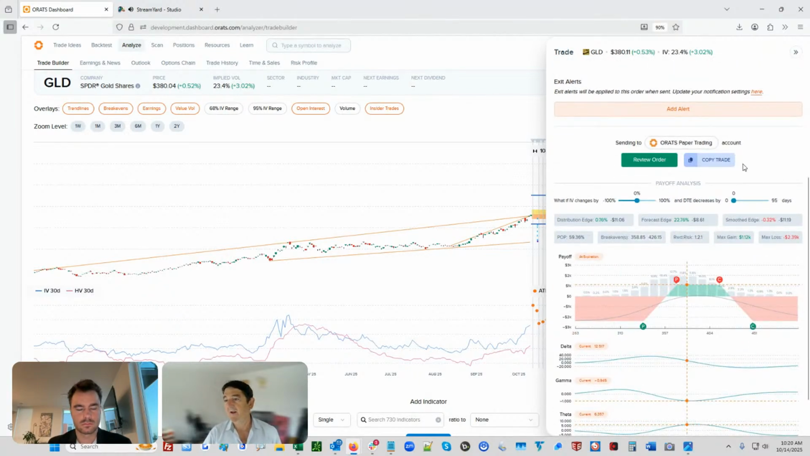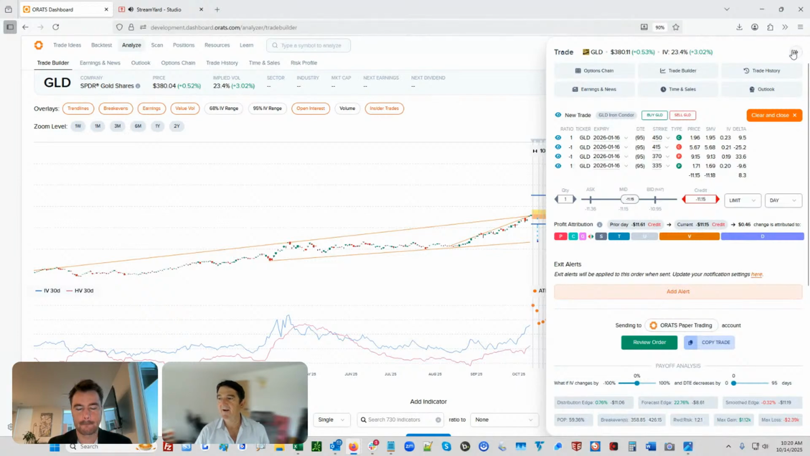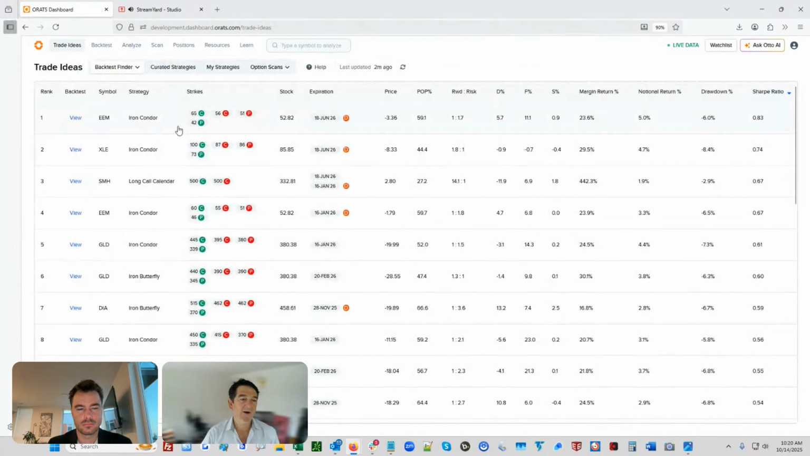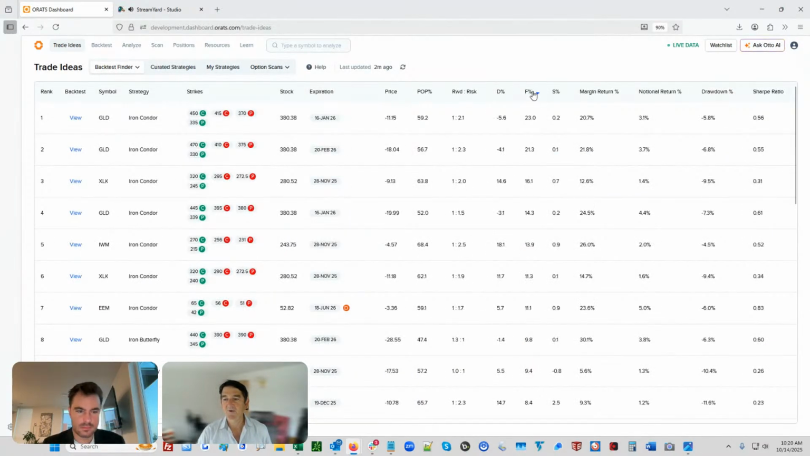I like to have everything agree. When I find a trade, I want everything to agree. So I usually sort it by forecast. So here's one. This XLK has a distribution edge that is going the same way as the forecast edge. Even has a little smooth edge to it. So I'd be interested in that.